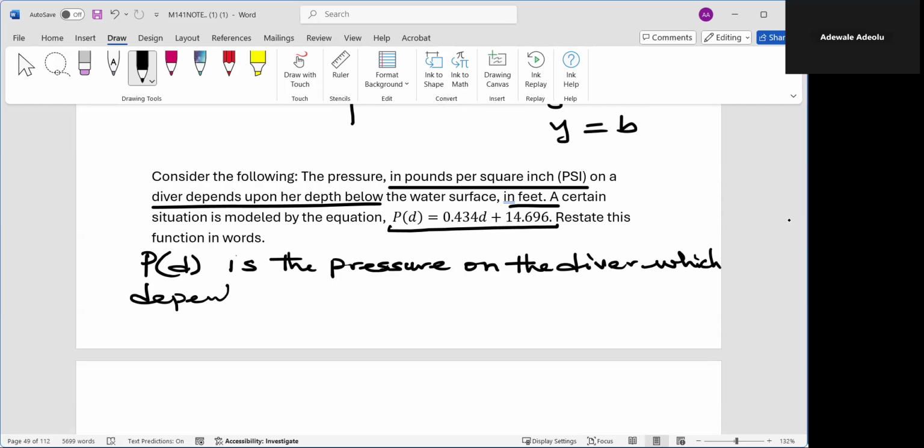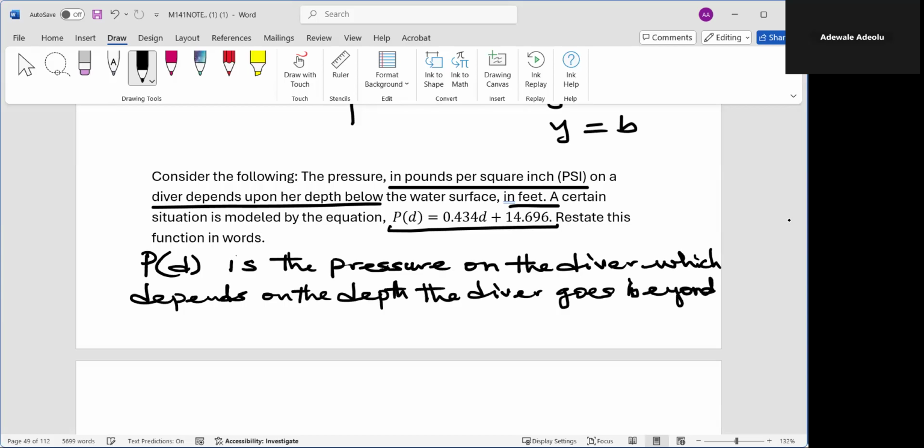which depends on the depth the diver goes in beyond the surface. So that is the meaning of P of D.